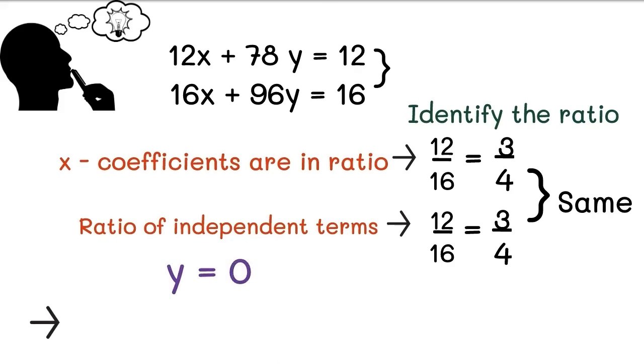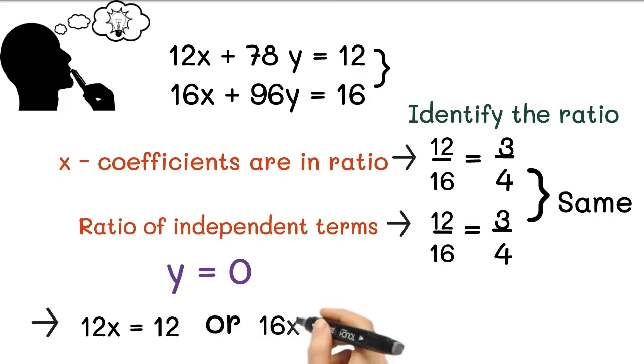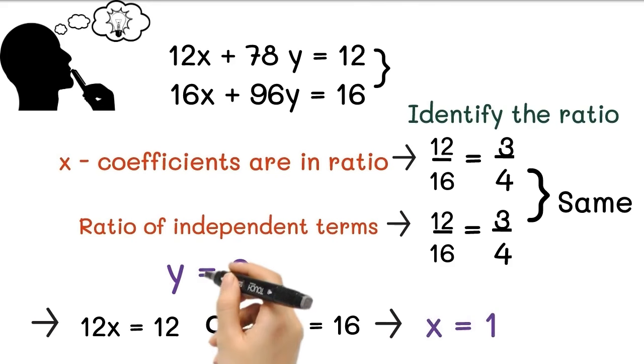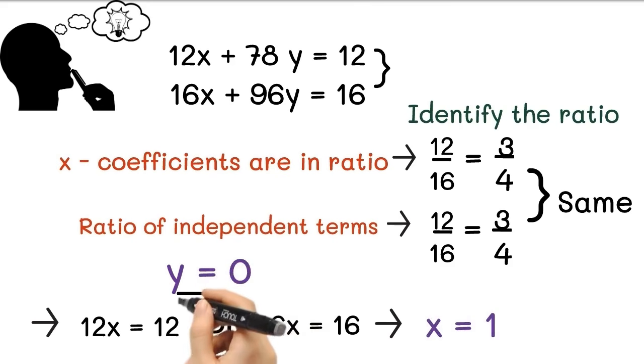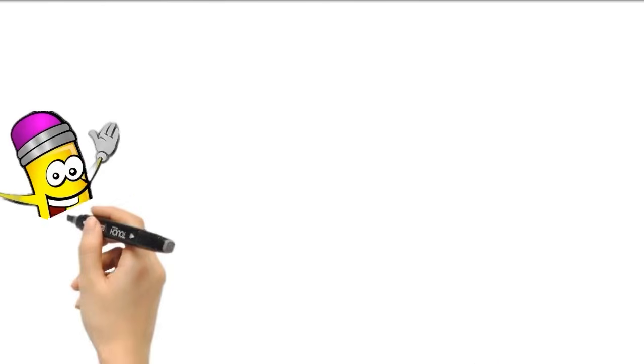So if we put y equals 0, then we will get 12x equals 12 or 16x equals 16. So we'll get the value of x, which is x equals 1. So in this way, you can find out the values of the variables x and y, and that is the solution of the equations.